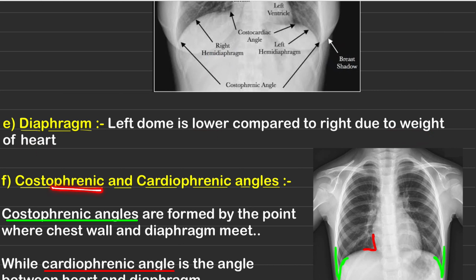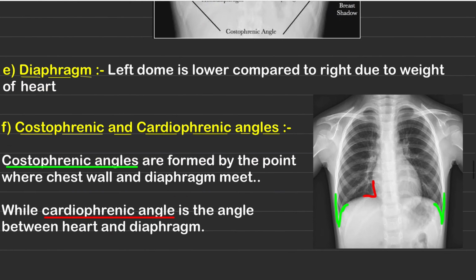Next are the costophrenic and the cardiophrenic angles. So this one is the cardiophrenic angle, the angle between the heart and the diaphragm. And the green one, this is the costophrenic angle. This is the angle between the chest wall and the diaphragm.